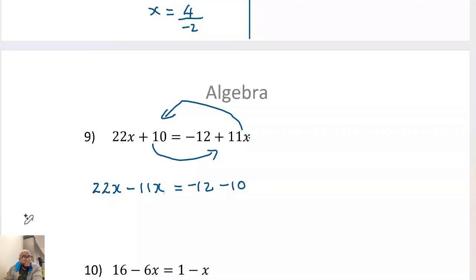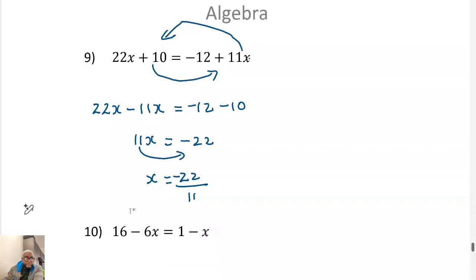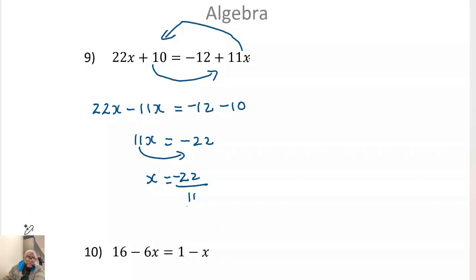Solid. Can't make a mistake at any point in time. 22 minus 11 would be 11, and negative 12 minus 10 would be negative 22. What we're carrying is 11 there, right? So x is equal to negative 22 divided by 11. x will be equal to what? Negative 2, because a negative divided by a positive is a negative.